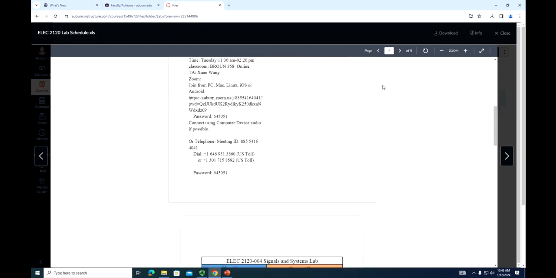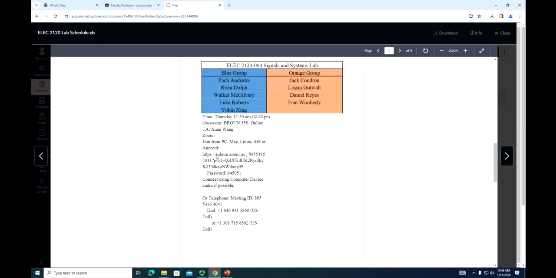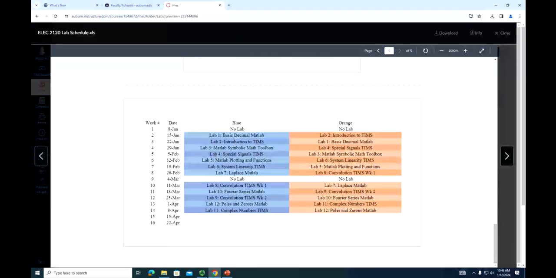So here is our time and our classroom and the TA name and the Zoom link. This is the whole schedule of the semester. This week, the first week, we don't have a lab. Next week we will start your lab 1 and lab 2. The blue team will do lab 1 and the orange team will do lab 2. Lab 2 is in person and lab 1 is online. So make sure you know which group you are and know the time of the lab.